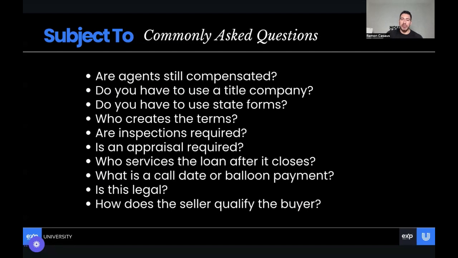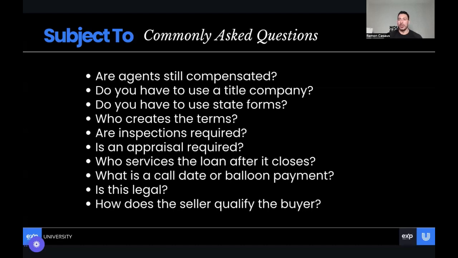Do you have to use state forms? You do not have to use state forms. However, you do want to check with your E&O insurance, because there is a high likelihood and probability that they will only cover your state forms. You're also going to want to check about the legalities around subject to, not only with your state, but also with EXP's regulations and policies.